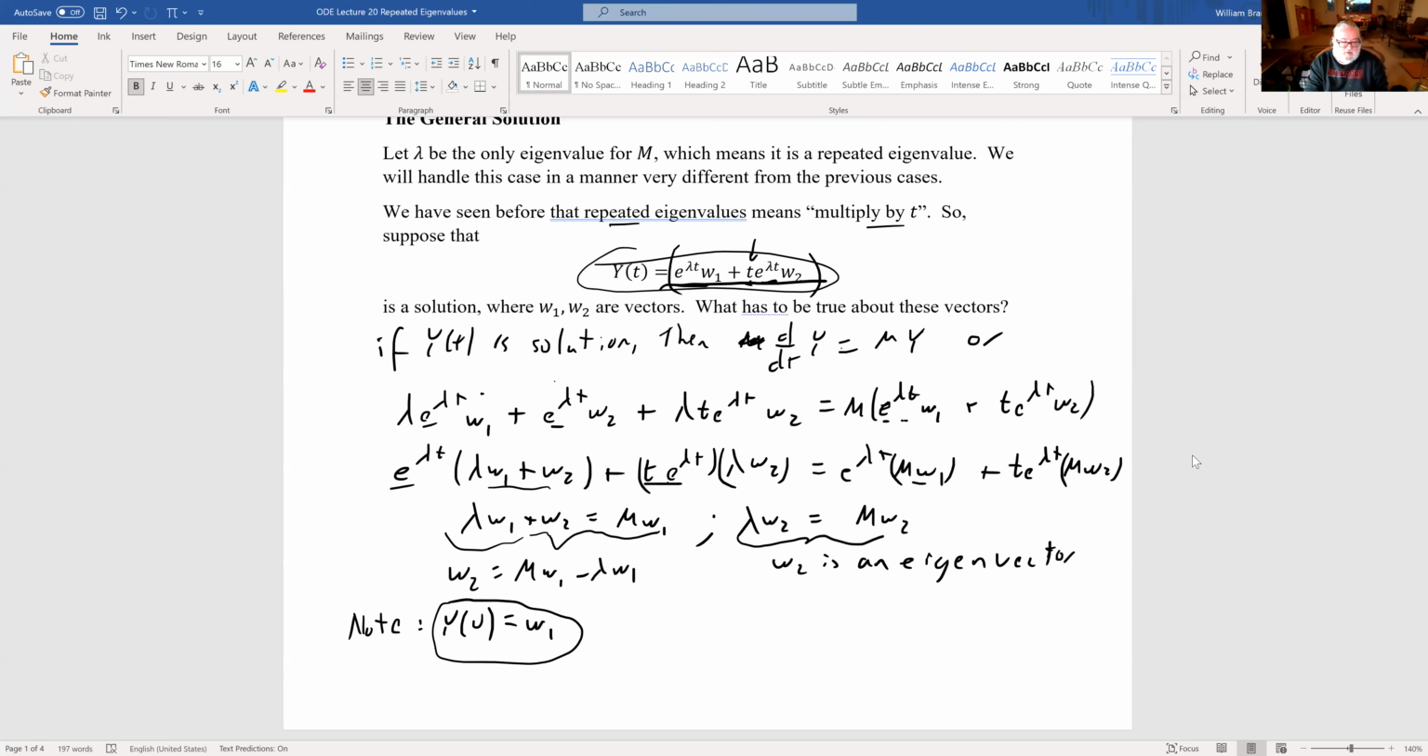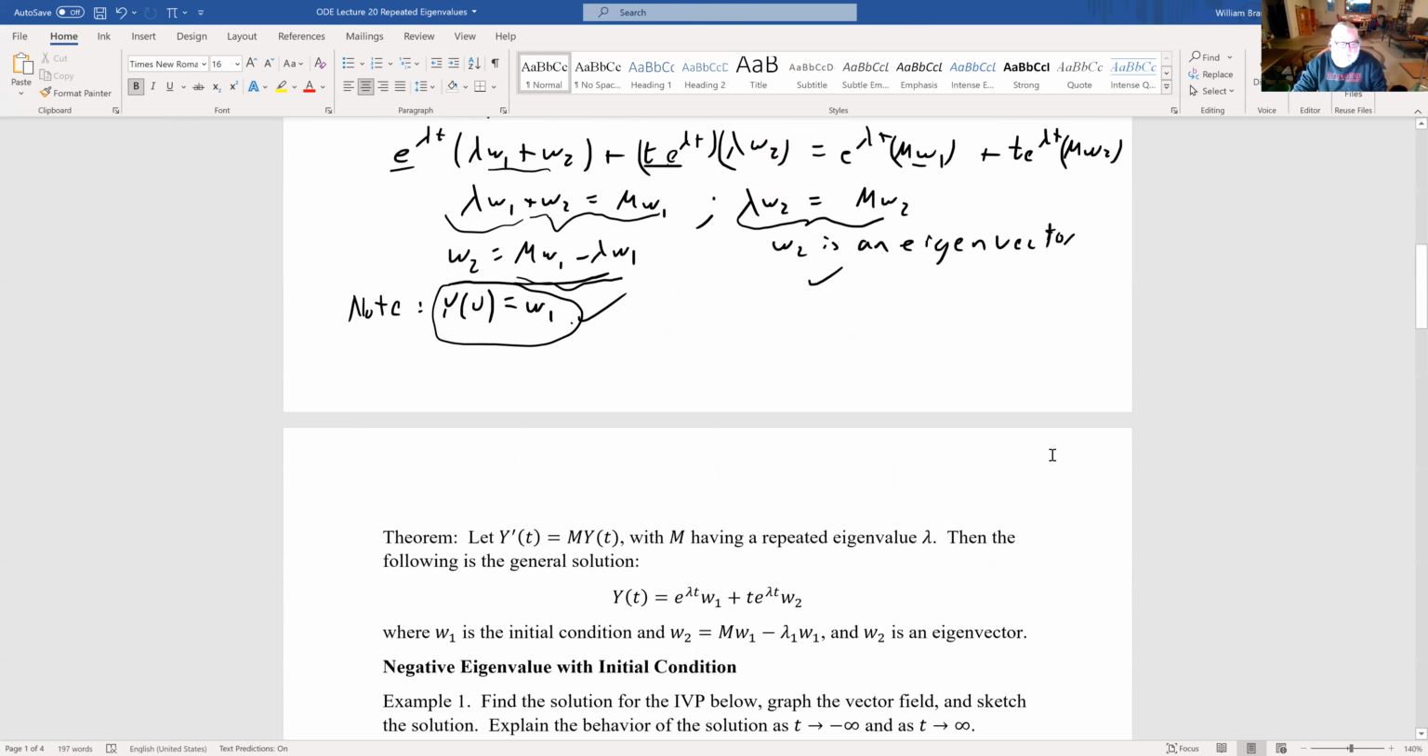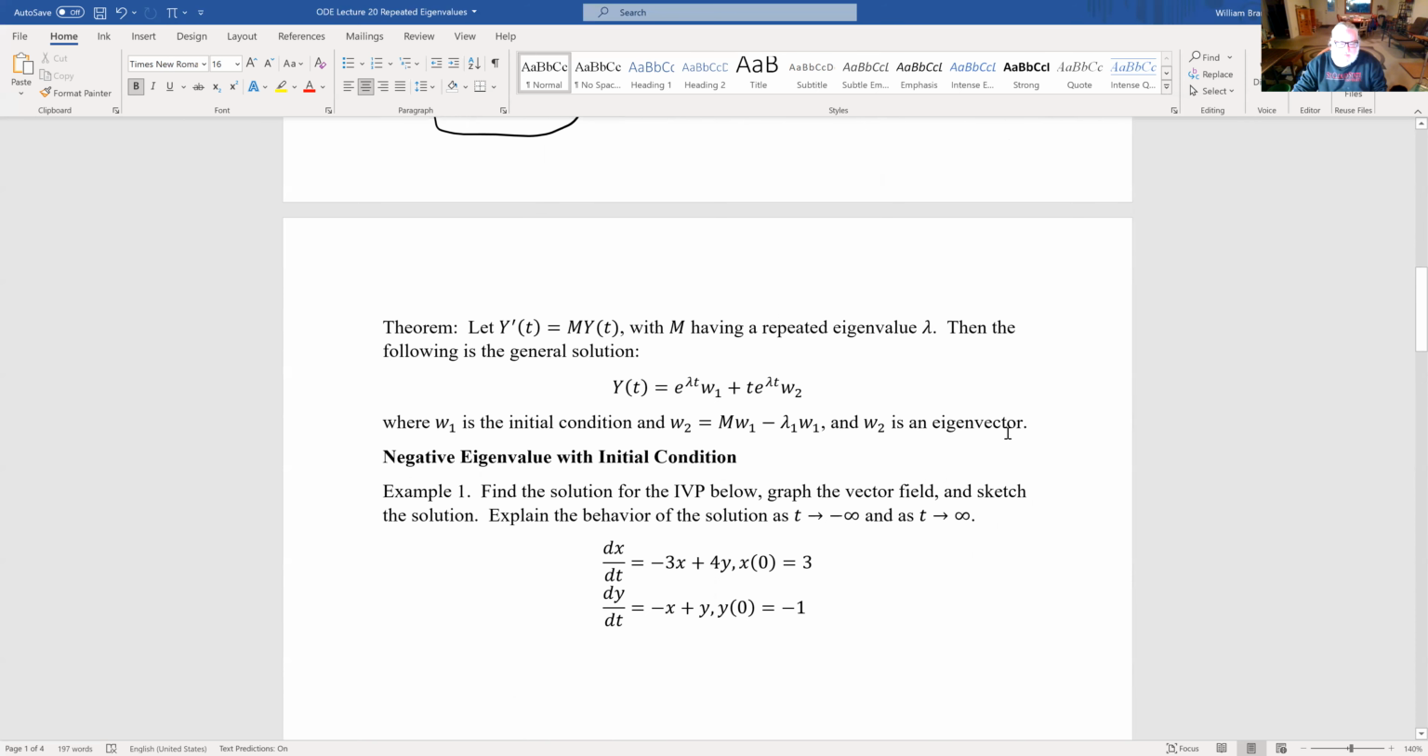So what do we get here? If we know the initial condition, we get w1. And if we know the initial condition, we can just do this multiplication, get w2, and for free, we get the fact that w2 is an eigenvector. So that's the upshot of how to solve these kinds of things. It's nice because there's no k1 and k2, because we built the initial condition right into the solution.